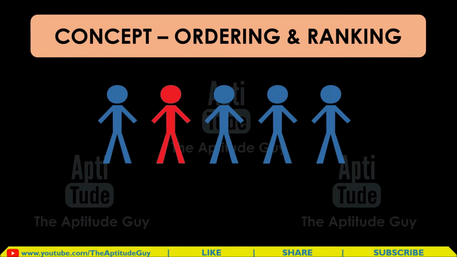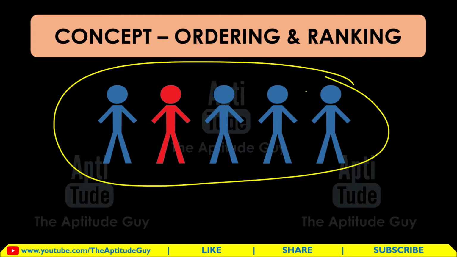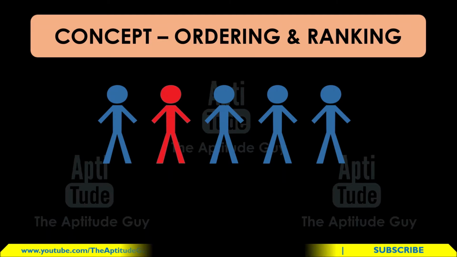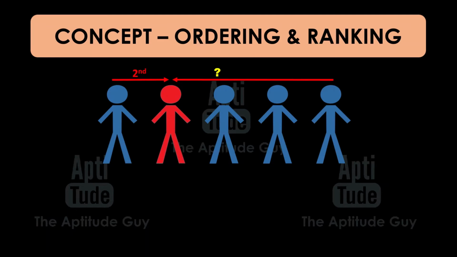Alright, so now forget about the previous question, we'll come back to it later. Right now we have these 5 people with us and this red guy is our main guy. When it comes to ordering and ranking, there are 3 types of questions that you may be asked. The first type of question is like this. If this guy's rank from the left hand side is second, then what is this guy's rank from the right hand side? This is one kind of question.